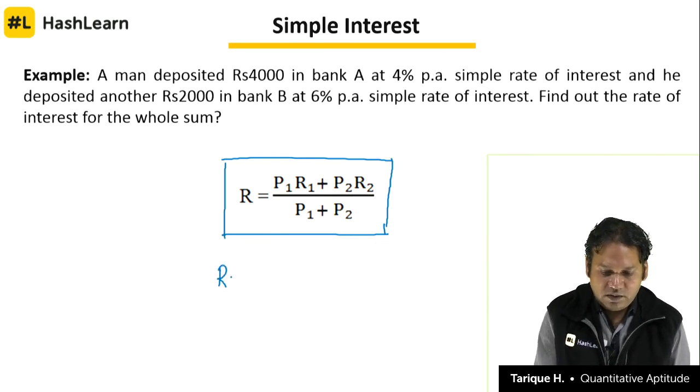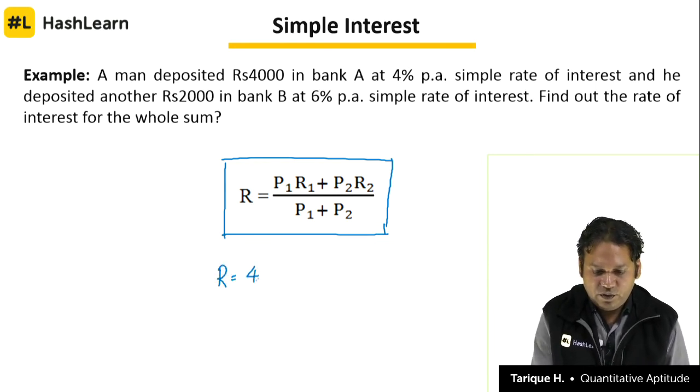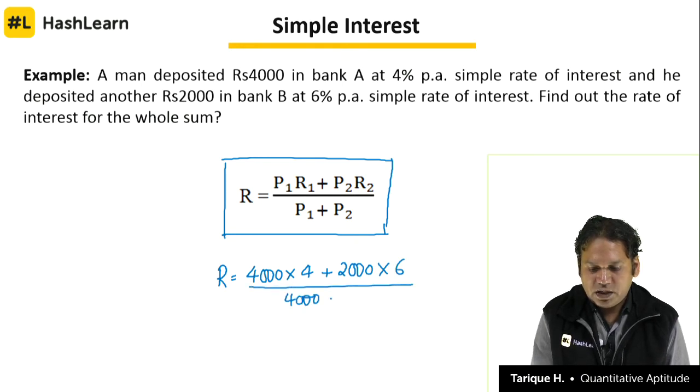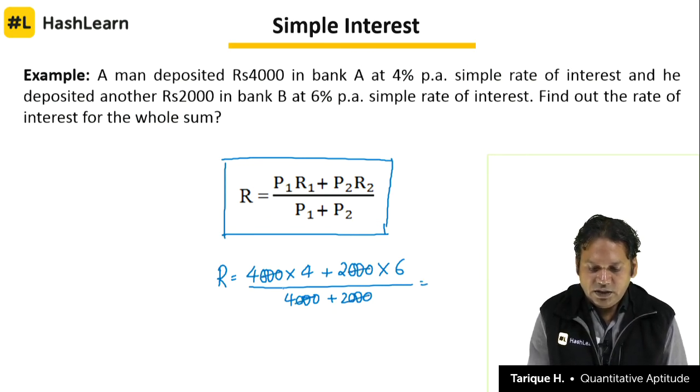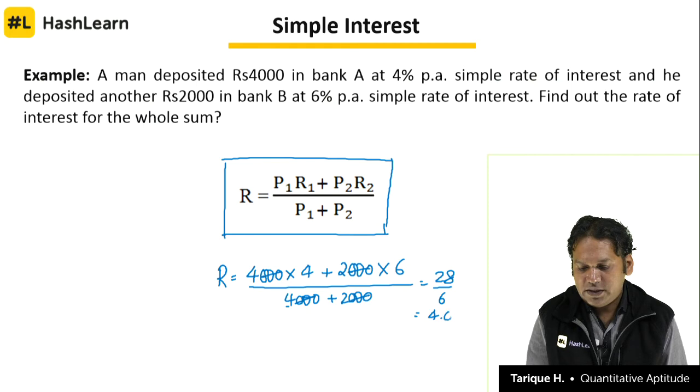Let us see how it will make the question easy for you. 4,000 into 4 plus 2,000 into 6 by 4,000 plus 2,000, 6,000, correct? So here we can say 1000 cancelled, everywhere 1000 is there. 16 plus 12, 28, 4 plus 2, 6, answer is 4.66%.